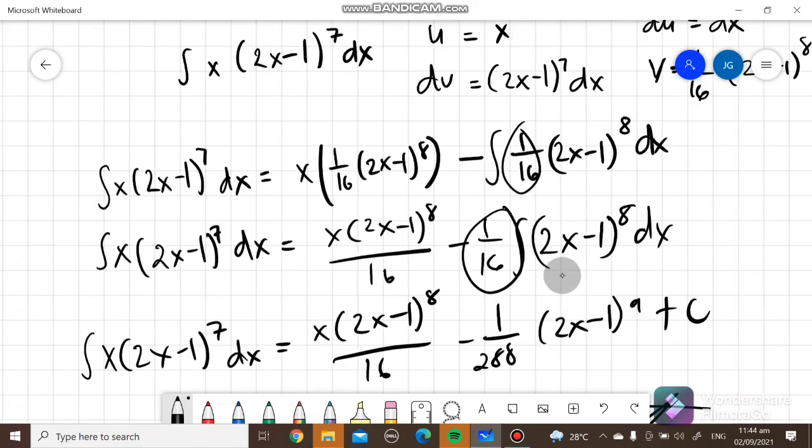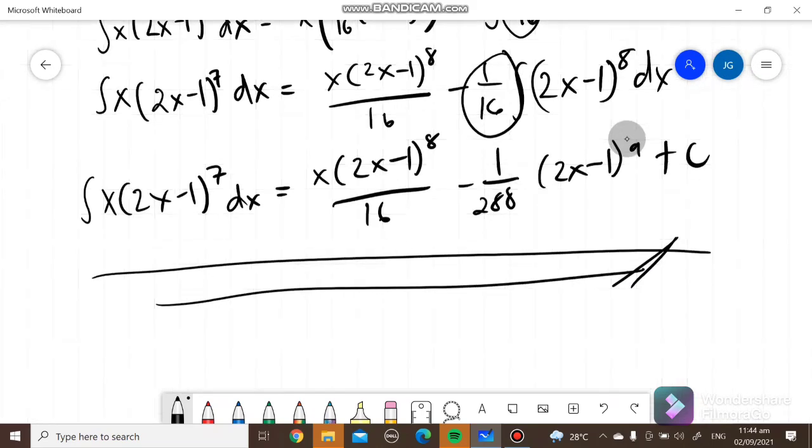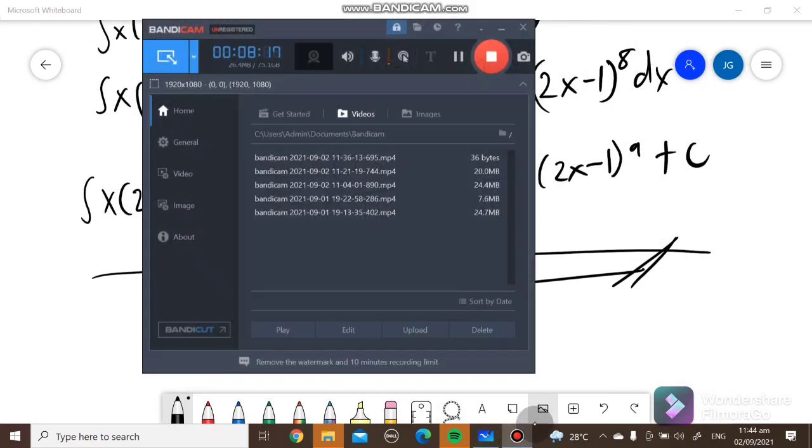So, by the way, you can use this or this as an x as long as you arrive in the same answer. Or pwede naman dv to, pwede naman ito yung u, pwede naman ito yung dv, but make sure that the answer will still be the same.